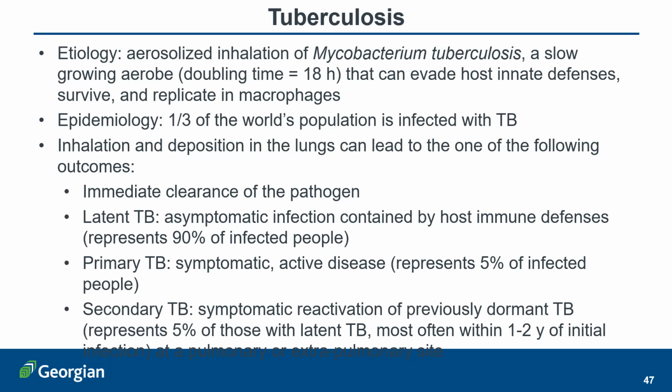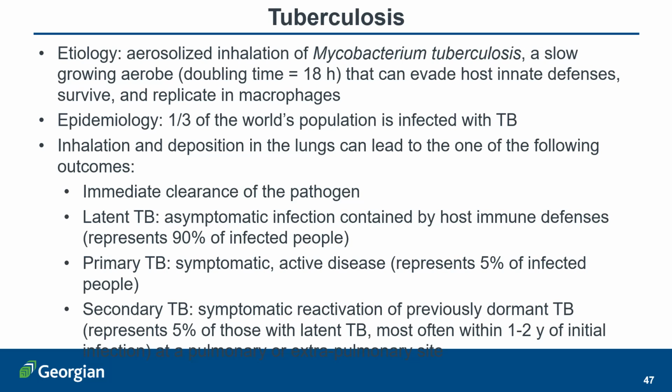This represents 90% of the infected people all throughout the world. And remember, 1/3 of the world's population is infected. That's more than a billion and a half people. Primary tuberculosis, on the other hand, is when the disease becomes symptomatic, and it's what's referred to as the active disease. This only represents 5% of infected people, but that's still a very large number. If 1.5 billion people have been infected with tuberculosis, 90%, let's go with 1.3 billion, have latent TB, then 5% of 1.5, if I'm doing my math correctly, is 75 million people. That's still a lot of infected individuals who have active tuberculosis.